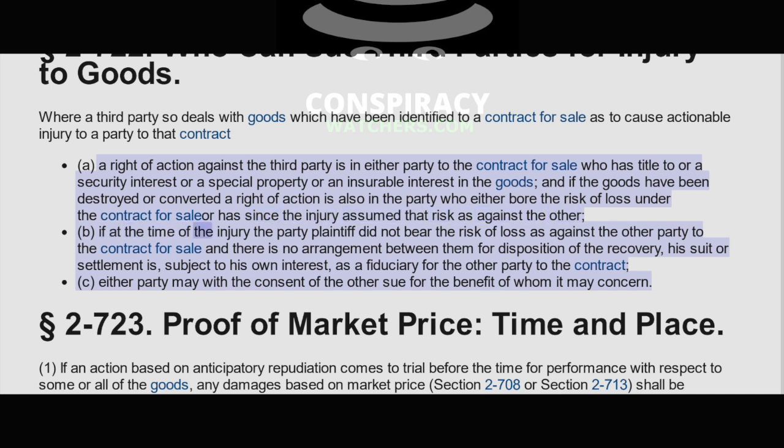If at the time of the injury the party plaintiff did not bear the risk of loss as against the other party to the contract for sale and there is no arrangement between them for disposition of the recovery, his suit or settlement is, subject to his own interest, as a fiduciary for the other party to the contract. Either party may with the consent of the other sue for the benefit of whom it may concern.